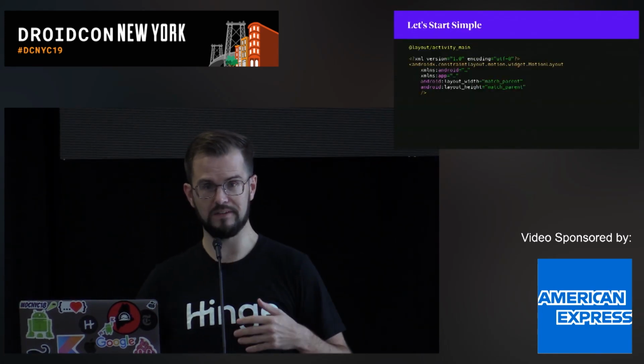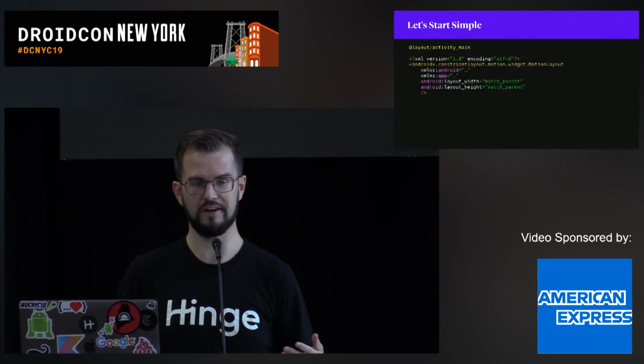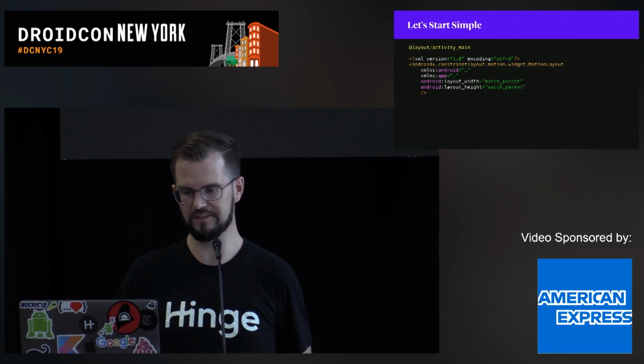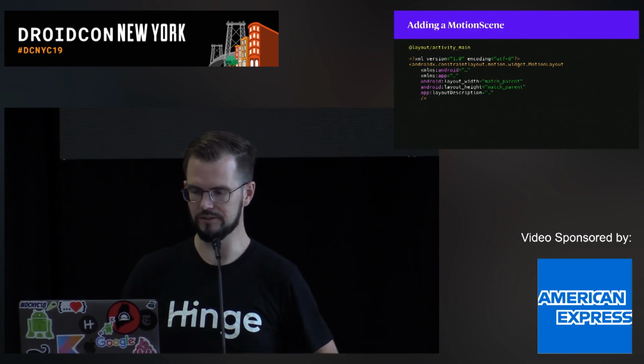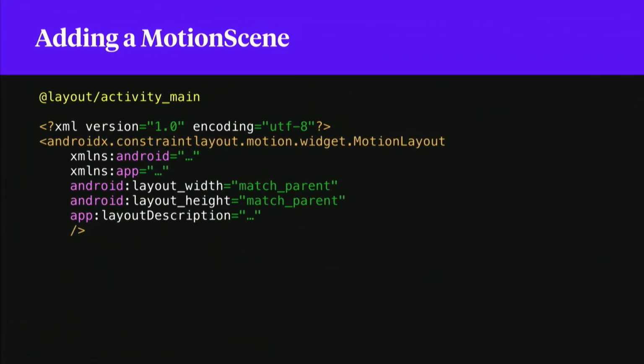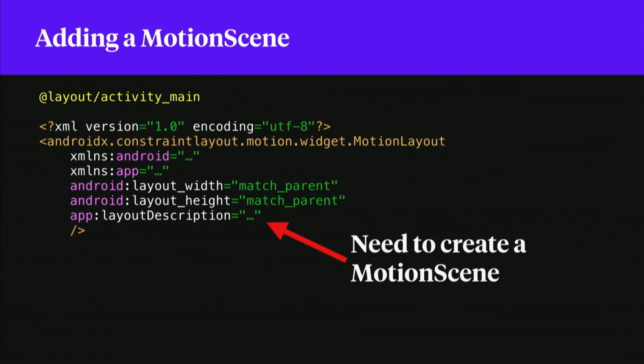And by simple, I mean literally just a layout file with MotionLayout in it, and there's nothing else. It just has match parent, and I don't care about the schemas, they're not important. So the very first thing in MotionLayout is you need to have a layout description in order to animate anything. But in order to do that, we need a motion scene file. How do we create that?